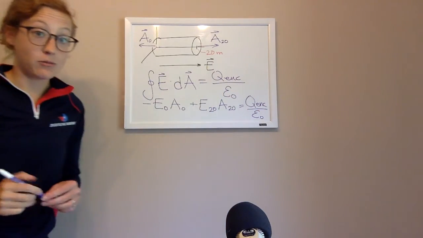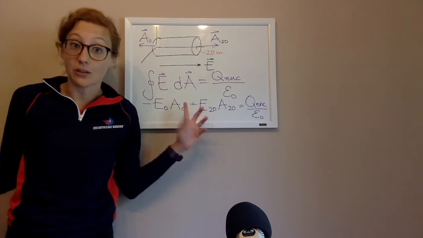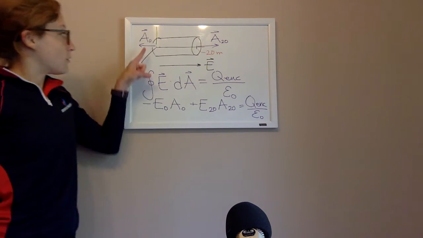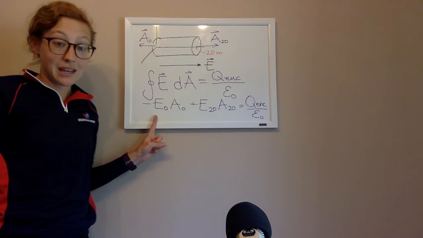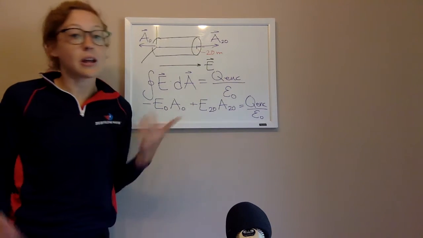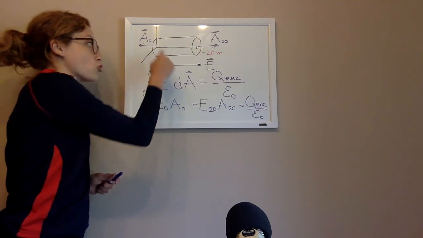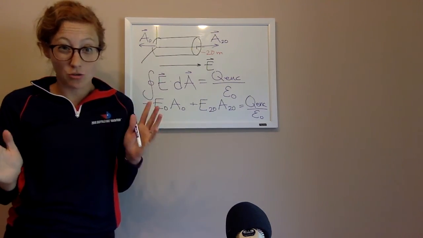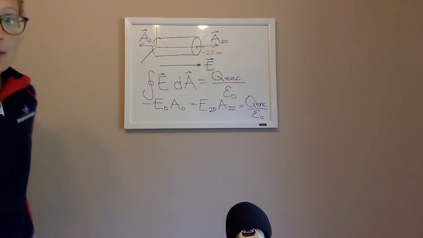And now it's actually really straightforward, because now we can figure out what these areas are. Numerically, they're both going to be the same magnitude. They're both going to be just pi r squared. You have E0, they gave you that value. You have E20, they gave you that value. And so now you can just solve for Q enclosed, and it's really straightforward. So the tough part here is drawing the picture and getting it so that those area vectors are pointing in the right direction, so you know which one to look for. So that's the key to this problem. Good luck.